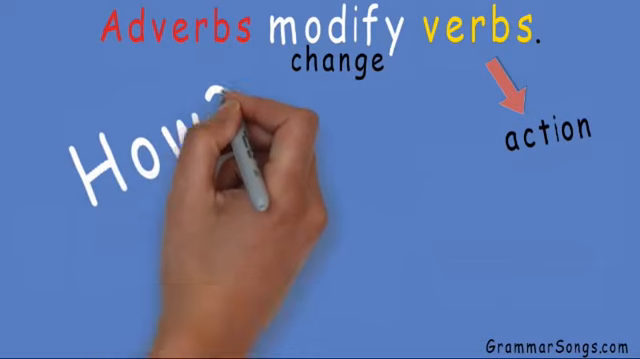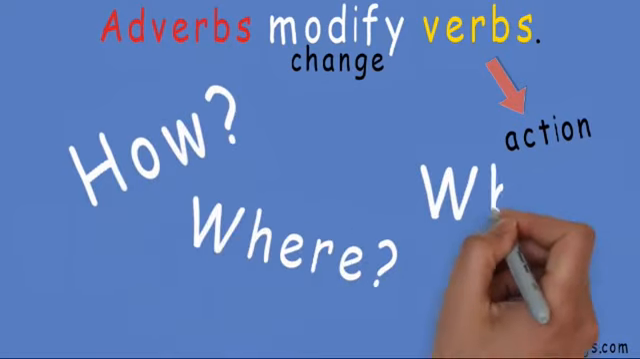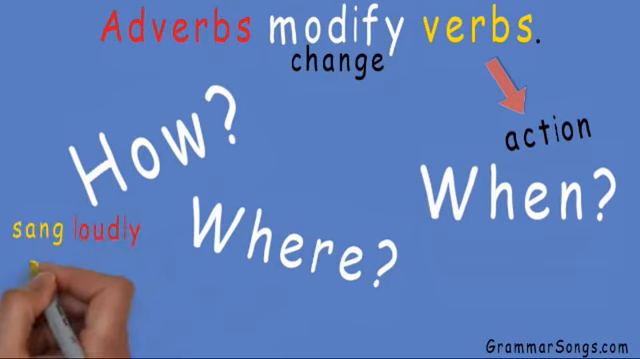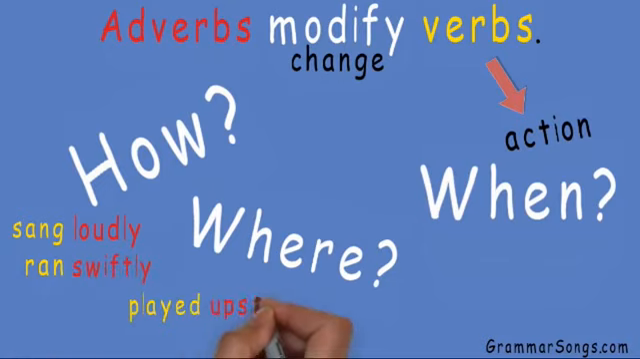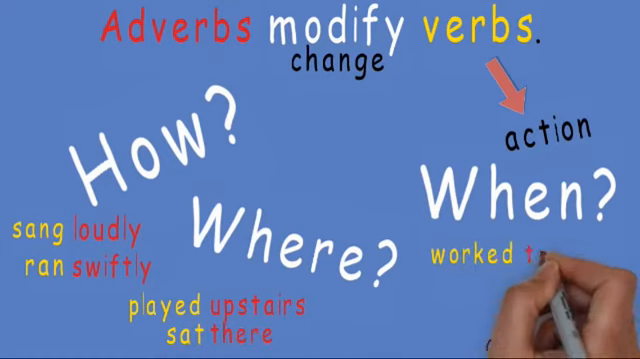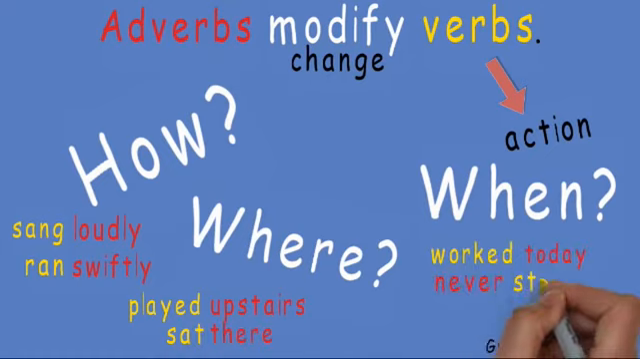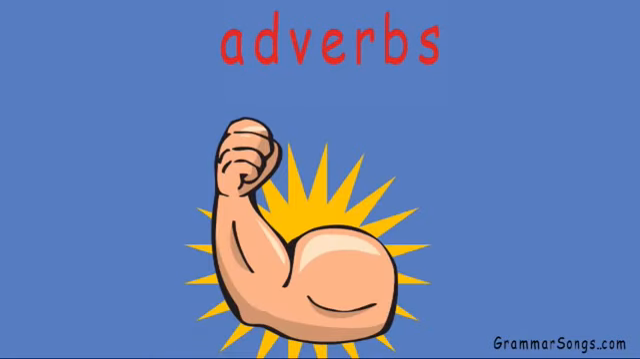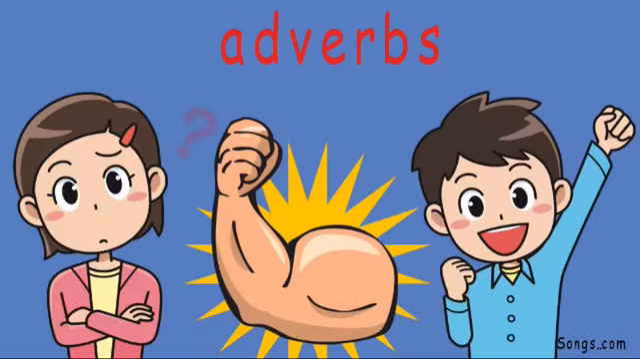You know that verbs are the action words we use when we read, speak, and write. Adverbs modify or change verbs by telling how, where, or when the verb happened. Adverbs that tell how end in ly, like loudly and swiftly. Adverbs that tell where include upstairs and there. And some adverbs that tell when are today and never. As a matter of fact, adverbs are so powerful that using them can actually change the entire meaning of your sentence. Awesome! But how? I'll show you.